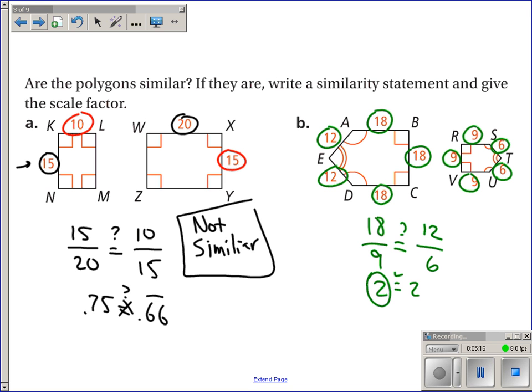So my similarity statement is ABCDE is similar to, make sure the order is the same, SRVUT. And the scale factor is 2. Okay, and that'll wrap up our first video on what does it mean for polygons to be similar.